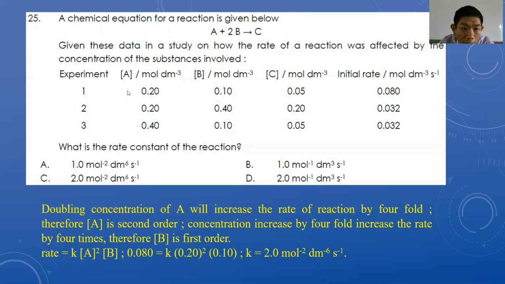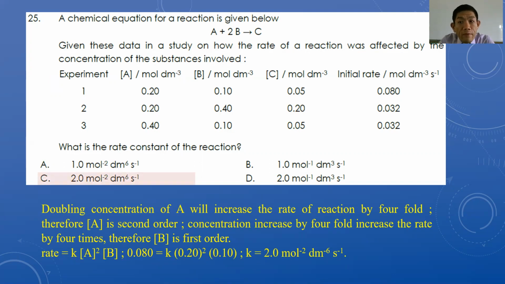Okay, so if you substitute, what is the rate constant? So rate is equal to k[A]^2[B]. So you take any experiment. Let's say we take experiment A. So 0.080 equals k times 0.20 squared times 0.10. So rate constant k is 2.0 mol^-2 dm^6 s^-1. So the best answer in here is C.